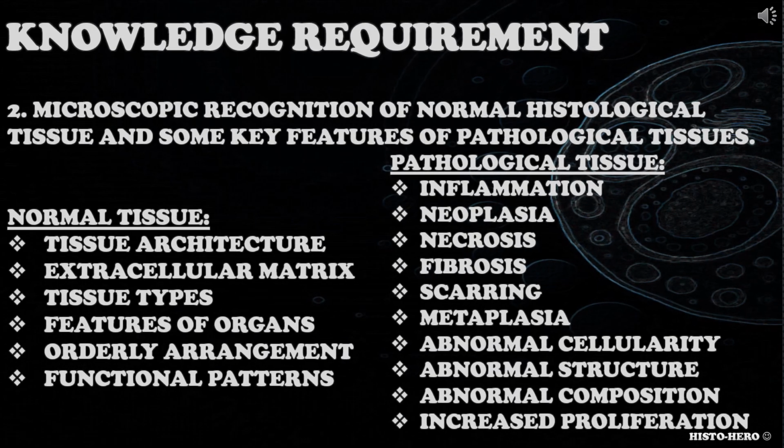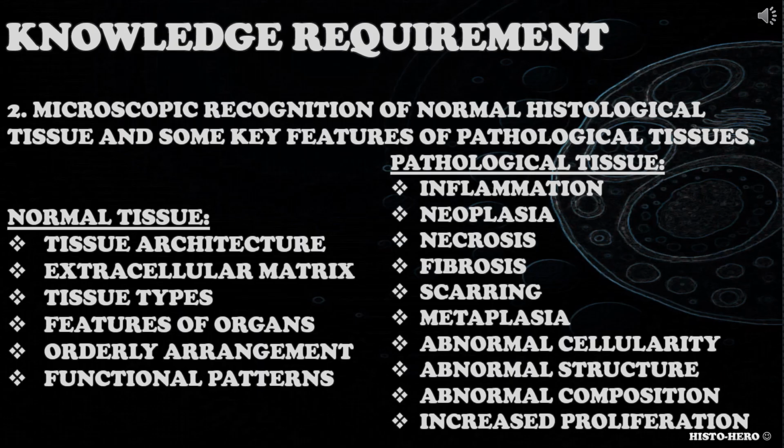The second knowledge requirement is for you to know the microscopic recognition of normal histological tissue and some key features of pathological tissues. Can you microscopically recognize histological tissues? What are the microscopic key features of major organs? Consider the tissue architecture, different tissue types like epithelial, connective or muscle, features of major organs like heart, brain, liver, or kidney, orderly arrangement and functional patterns.